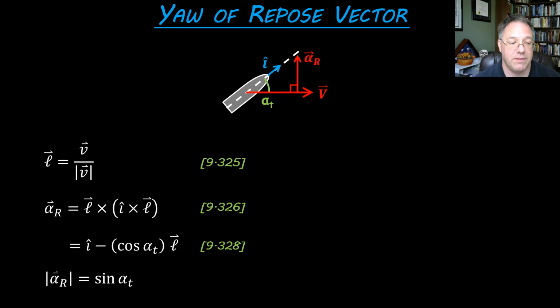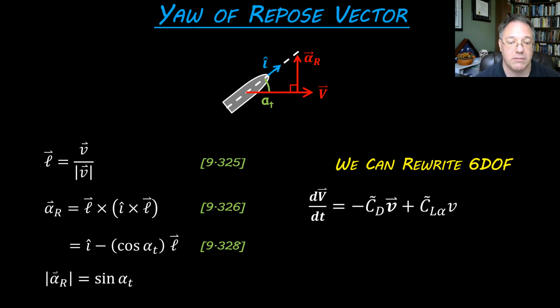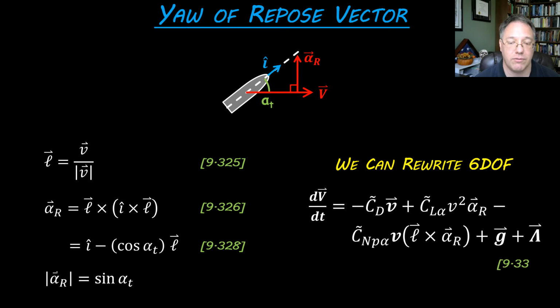And we can find out that the magnitude of that yaw vector has to be equal to the sine of the total yaw angle, because we took all this stuff down to unit vectors. That's kind of where we'd end up. Now, once we have that, we can rewrite our 6-degree of freedom model to make use of our vector for our yaw of repose, and we get equation 9.339 for our velocity equation.